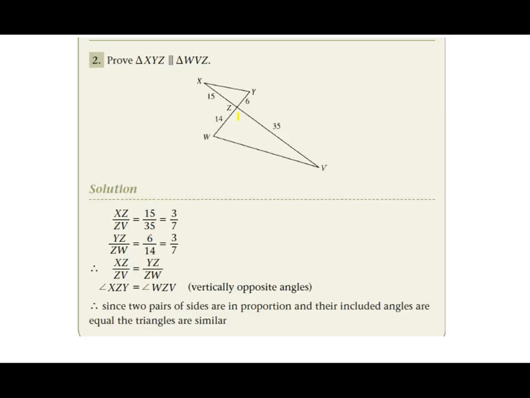So that fulfills one of our conditions to show that they are similar. So therefore they are similar triangles. Now just look at the proof here. Since two pairs of sides are in proportion and their included angles are equal, the triangles are similar.